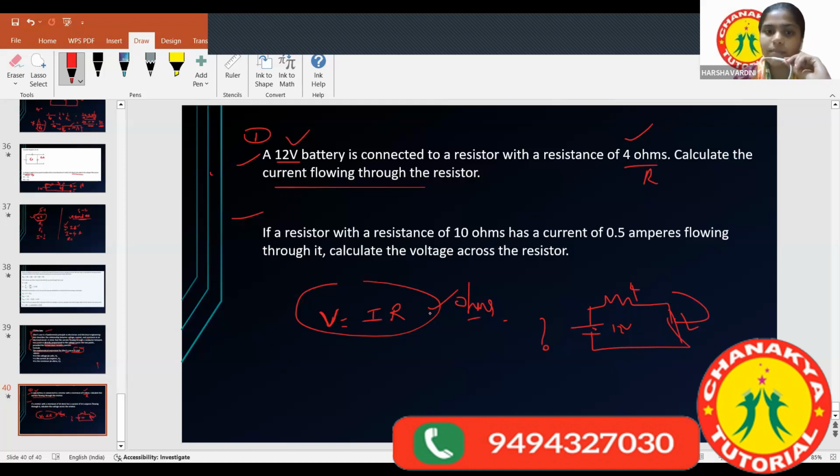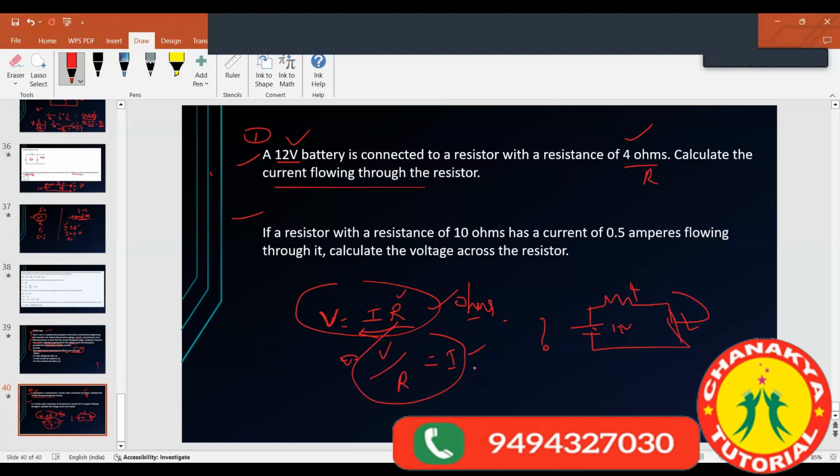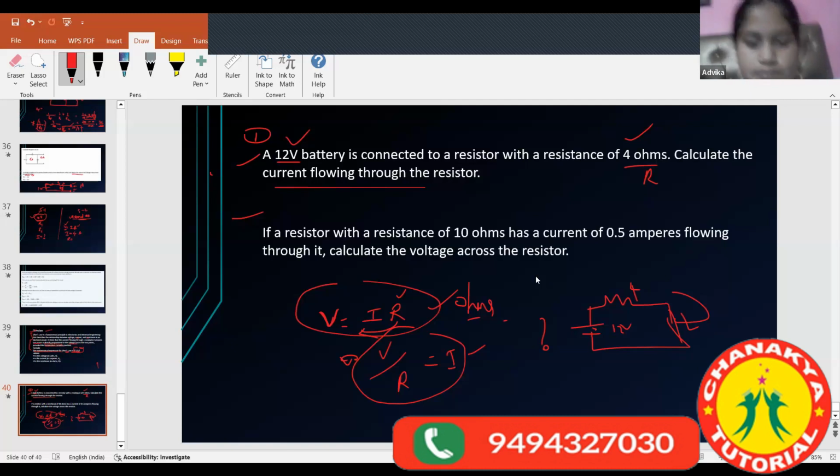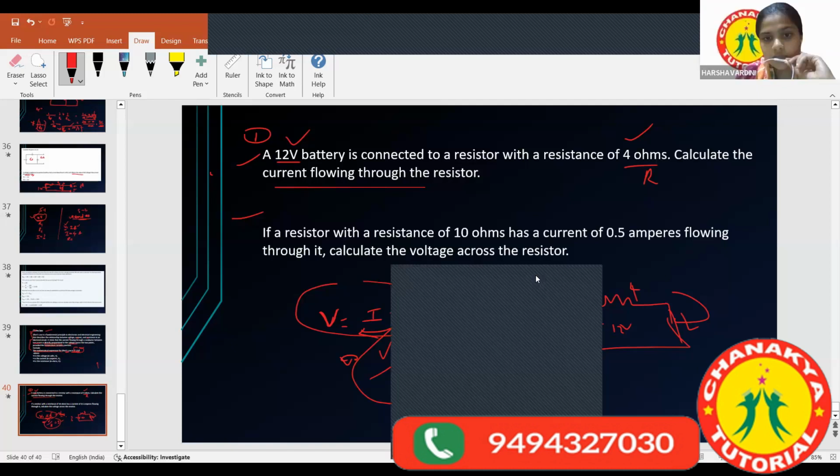V equal to IR means we need to find the I. So you have to bring the R to this side. R is in multiplication, so if it comes this side, it will come as a division. Are you all clear with the step? Yeah, I got that part. Yes, ma'am. I solved all the questions.